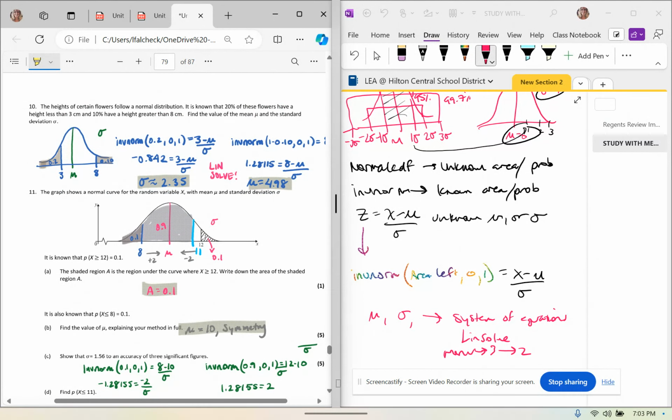When does that LinSolve case arise? When we have an unknown mean and we have an unknown standard deviation, right?